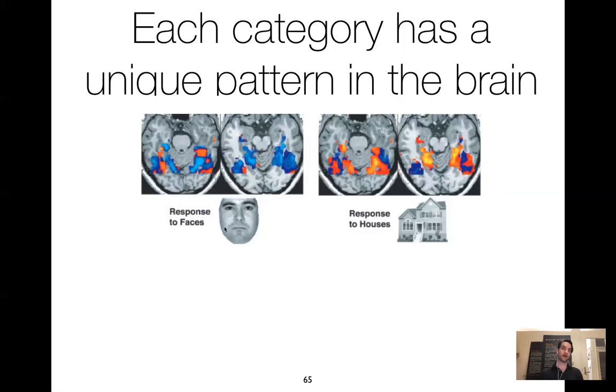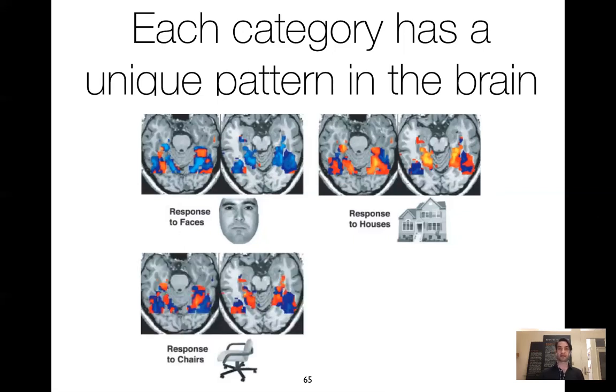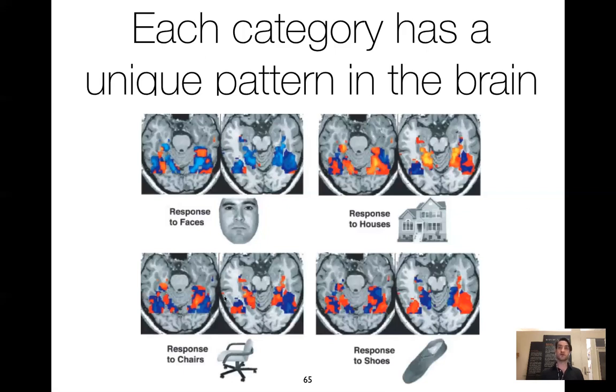And so the idea is that each category has a unique pattern in the brain, not just for the good old-fashioned ones like faces and houses, but also for things like chairs or shoes, where you can actually see that there are differentiable patterns of activity associated with each of these different categories outside of those category selective regions. And so what cognitive neuroscientists often do is literally read your mind by looking at a pattern of data in your brain to decode what it is you're looking at.